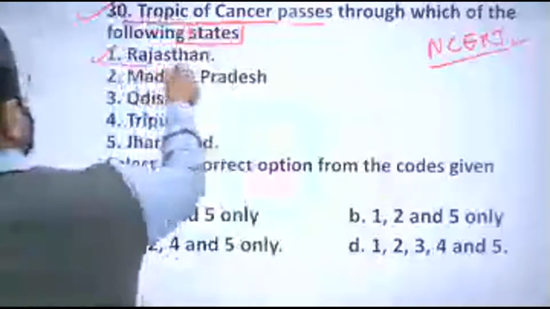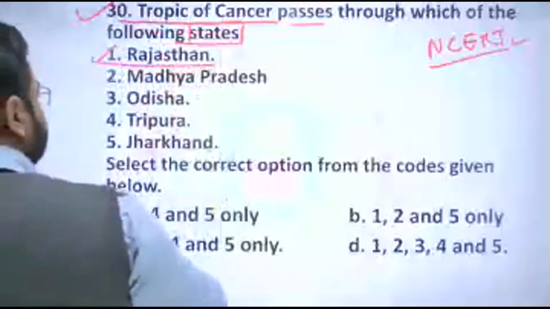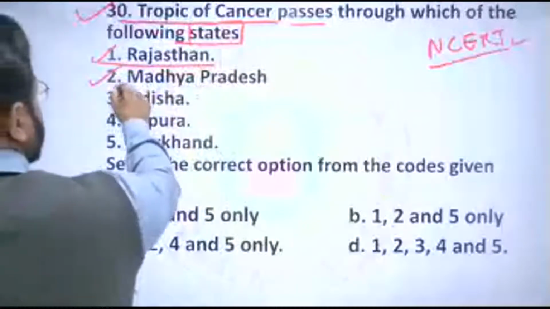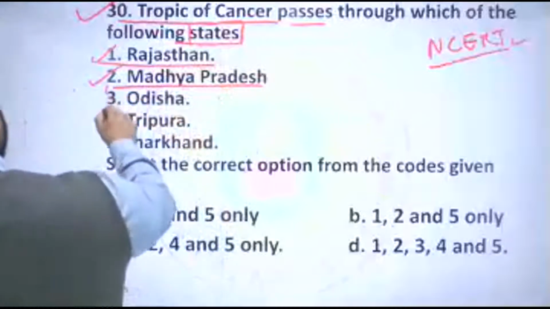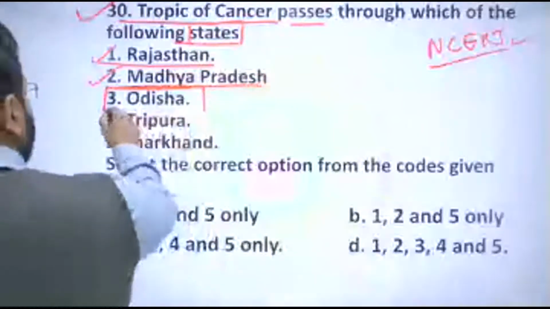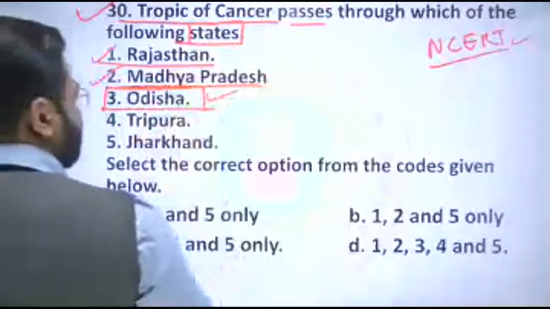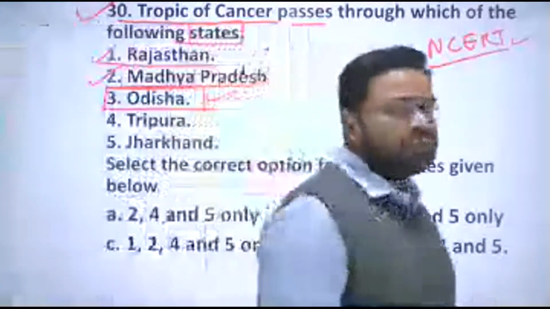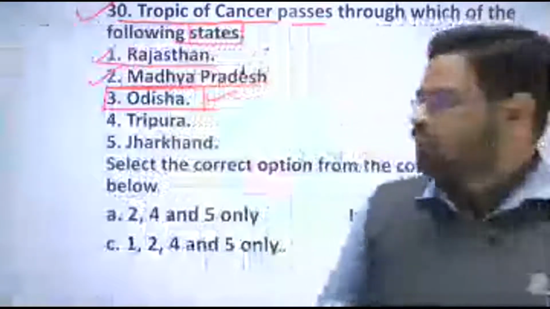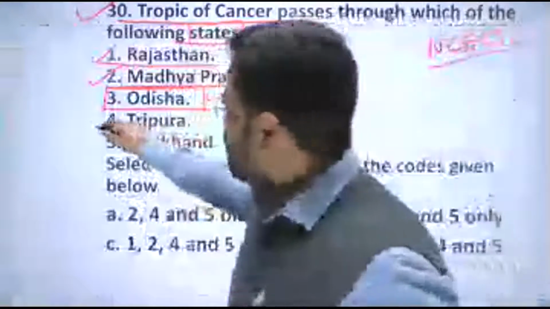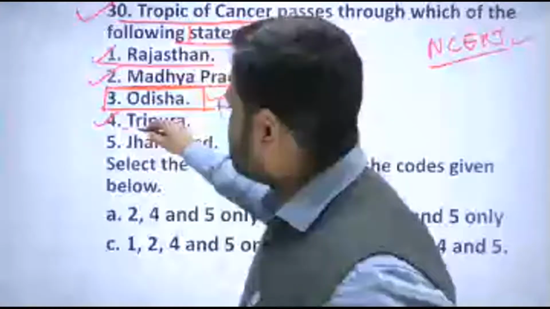From where the international, right? So here Rajasthan is a state, it is the correct answer. Next is Madhya Pradesh, it is also correct. However, Odisha is not correct. The Tropic of Cancer does not pass through Odisha. And the next one is Tripura. Most of the students commit a mistake here.